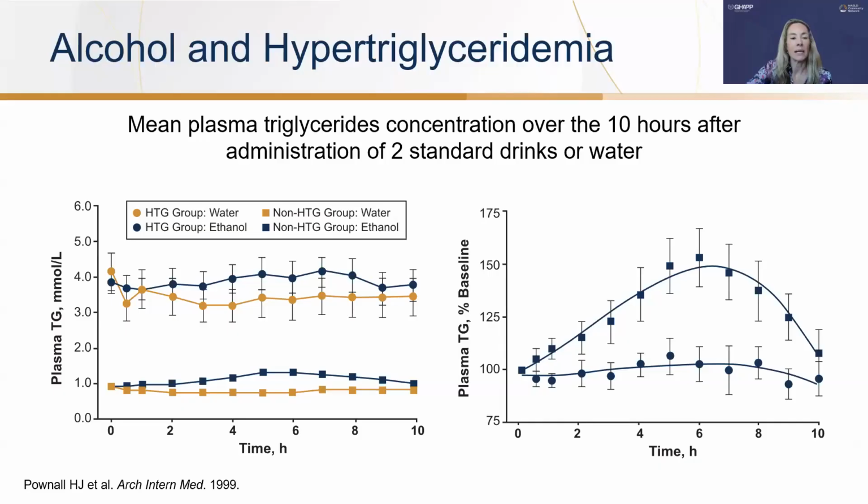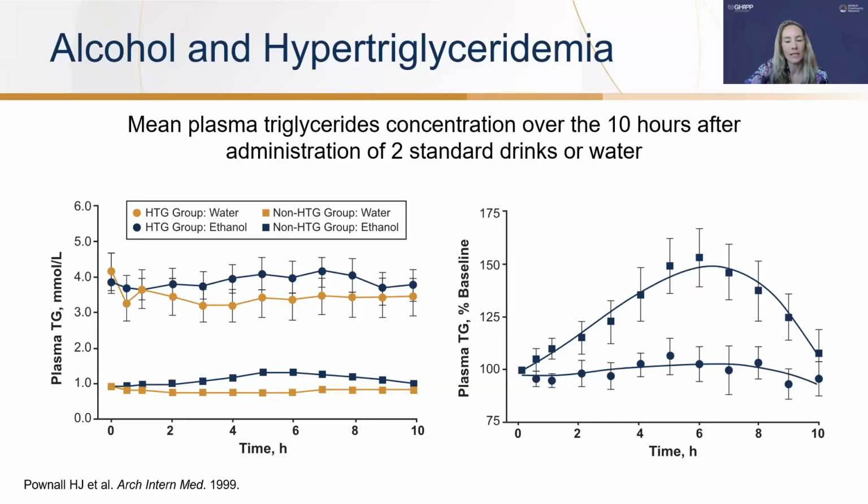So this was a study that looked at the mean plasma triglyceride concentration over 10 hours after administration of 2 standard drinks or water. And what was interesting is that acute moderate alcohol intake did not significantly increase the plasma triglyceride concentration in individuals who had baseline hypertriglyceridemia. They only had a 3% increase in triglycerides 6 hours after consuming alcohol, which wasn't really significantly different from their response to water alone. But in contrast to that, patients without baseline hypertriglyceridemia actually had a 53% increase in their triglyceride concentration after alcohol intake.